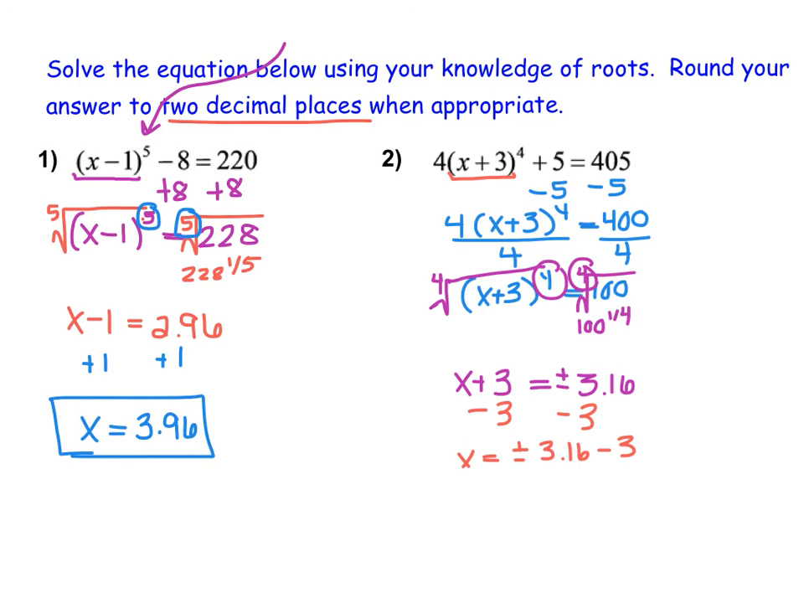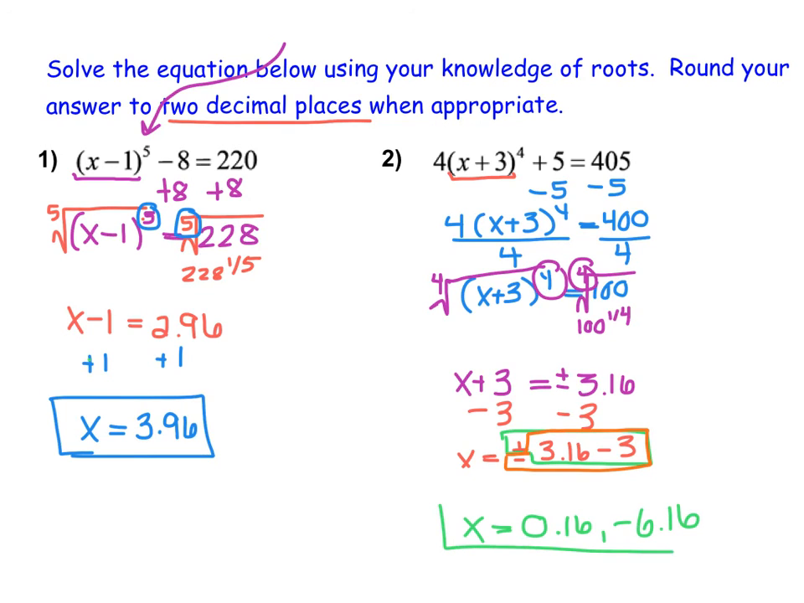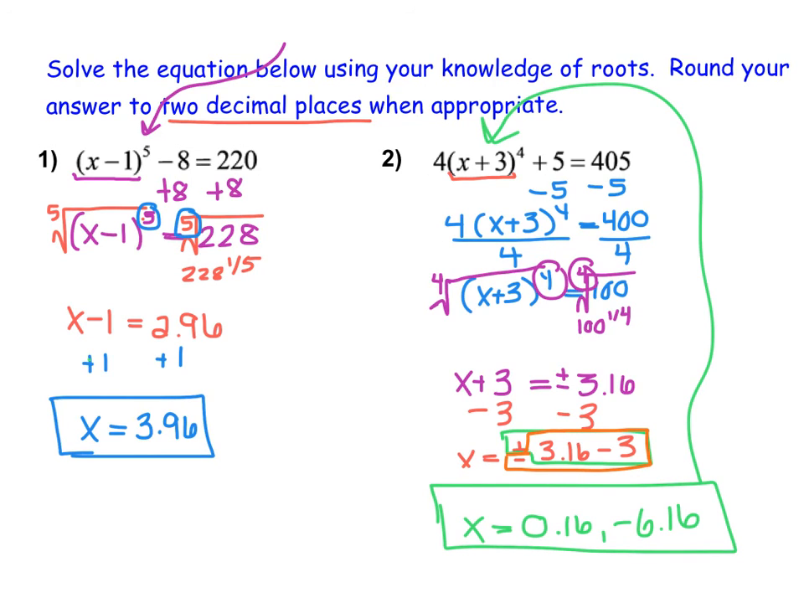Now this really isn't a good way to leave our answer. We do need to take it one step further and figure out, okay, if I have the positive version, so if I have positive 3.16 minus 3, what would that be? Well, that gives me an x value of 0.16. And then if I do the same thing but look at the negative version, so I do negative 3.16 minus 3, I end up with a negative 6.16. So in this case, I have two values for x that if I were to take them and place them back into this original equation, they would make that original equation true.